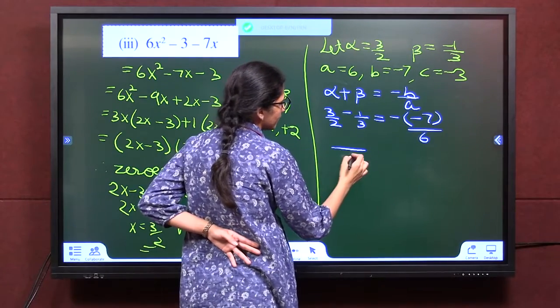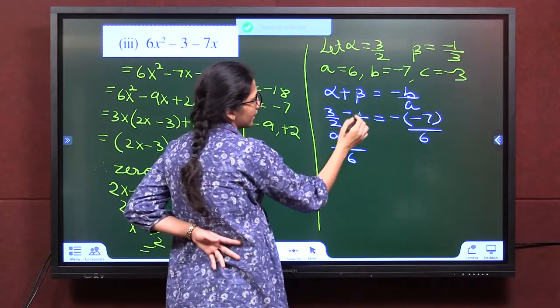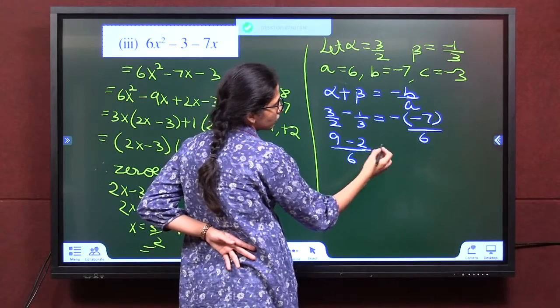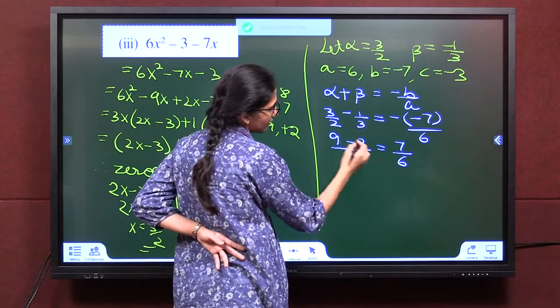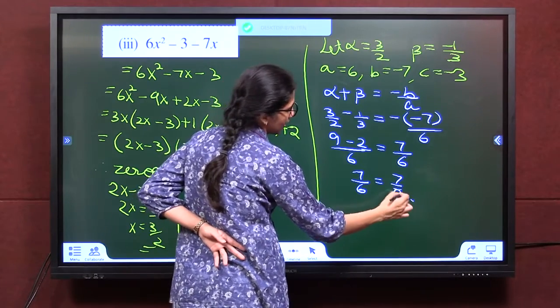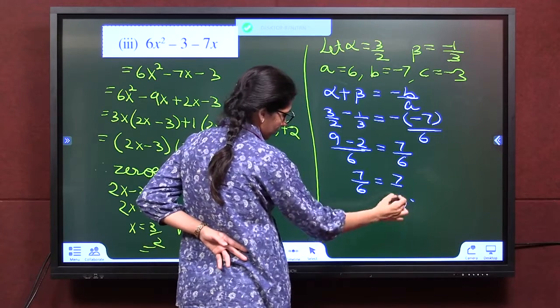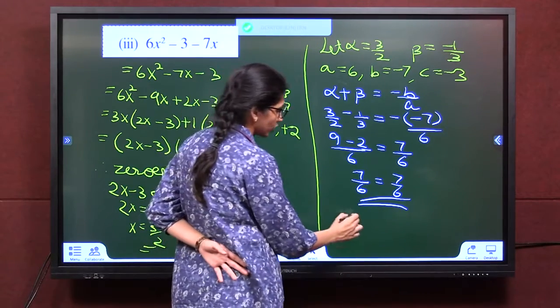Take the LCM here, 6. Multiply and divide with 3, so it becomes 9. Multiply and divide with 2, so it becomes minus 2 here. Minus into minus is plus 7 by 6. 9 minus 2 is 7 by 6, 7 by 6. Hence verified.